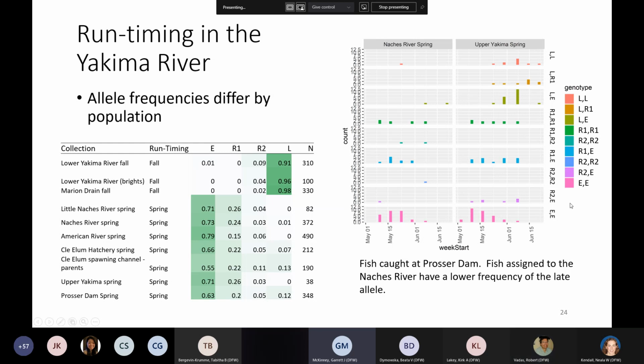When we look at just the individuals that are homozygous for the early run allele, they have the same run timing in both of the populations. So the overall later run timing of the population was really because of those individuals with the late alleles.